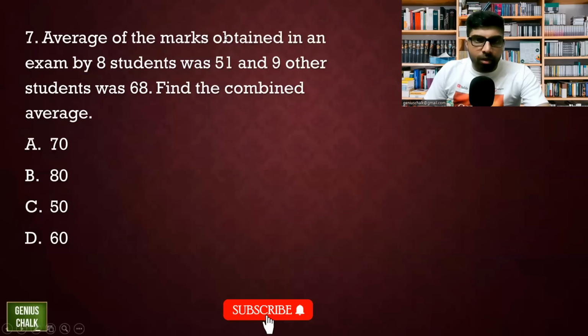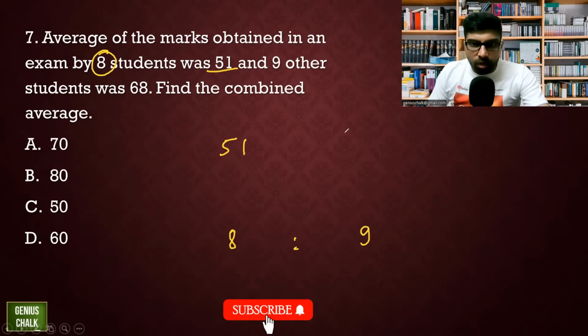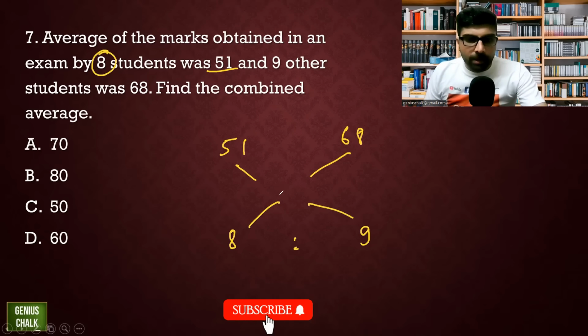Next one. The average of the marks obtained in an exam by 8 students was 51. Okay, 51 average marks, 8 students. 9 other students have got 68. Find the combined average. So this I have given you many ways in the last class as well.